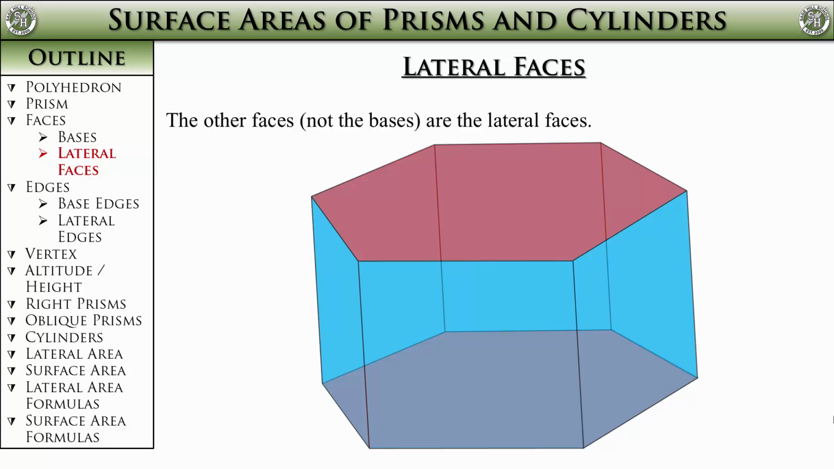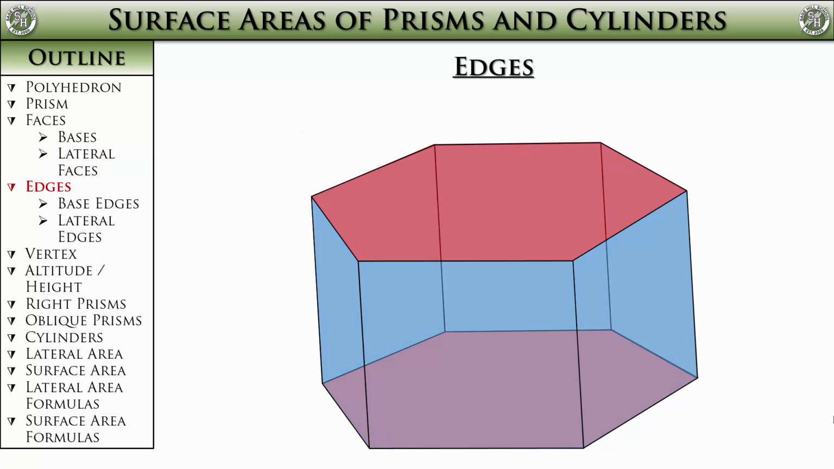And yes, I know the bottom one looks purple and not red since it is being viewed through a blue piece, but it really is a red side in truth. Now we come to the edges. You can probably guess what the edges of a prism are. They are the black line segments. They are where two faces intersect.